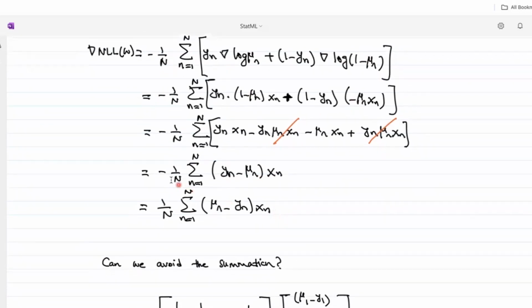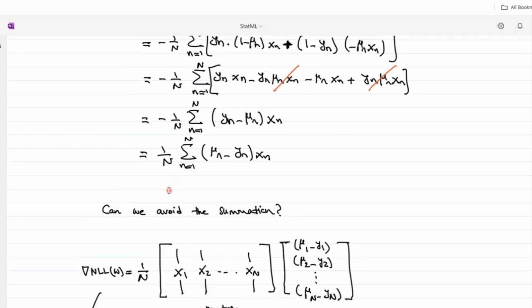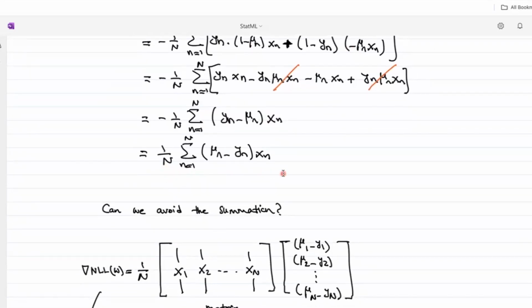We can also take this negative sign inside if we wanna further simplify this. And so we get this very nice simple form in terms of the gradient of the loss function, which is this probability minus the true label, and we multiply this by this vector xn, which is the vector of input features.